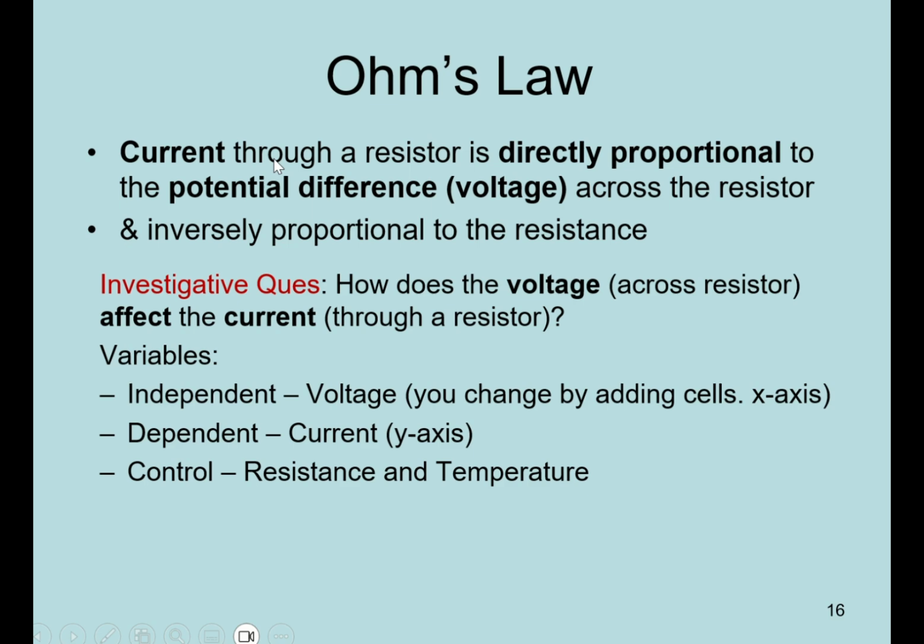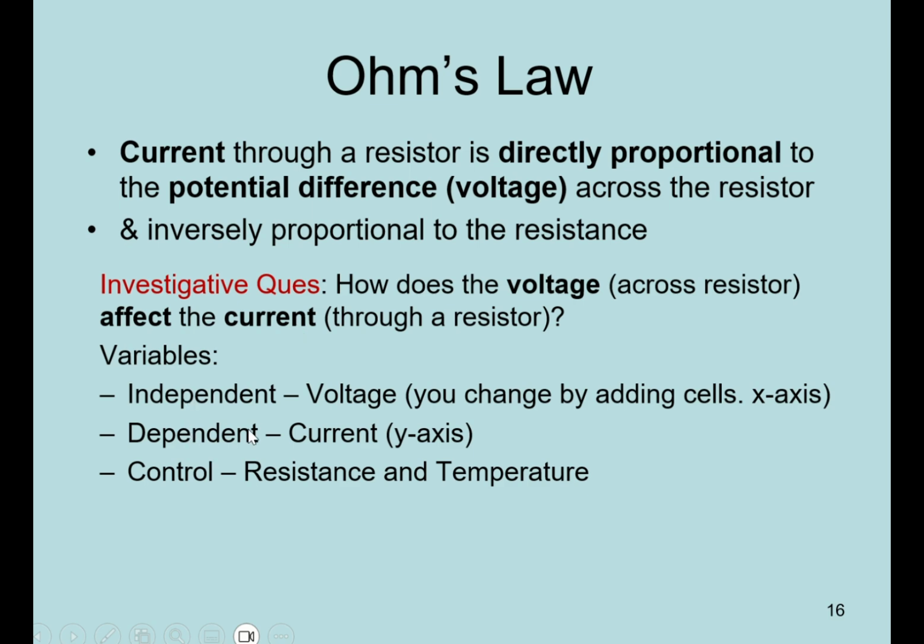The current is dependent on the voltage. So Ohm's law states that the current through a resistor is directly proportional to the potential difference or voltage across the resistor and inversely proportional to the resistance. The bits that are in bold are the bits that are relevant to the investigation you did. How does the voltage affect the current?